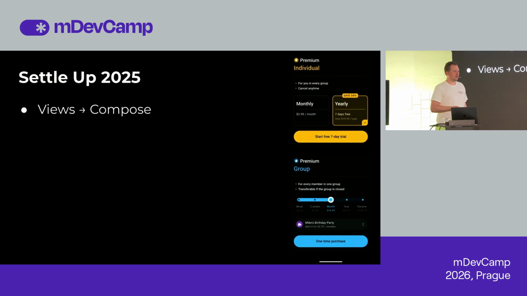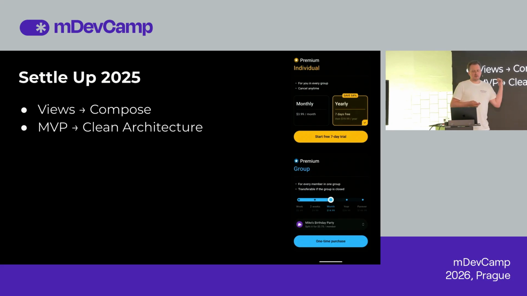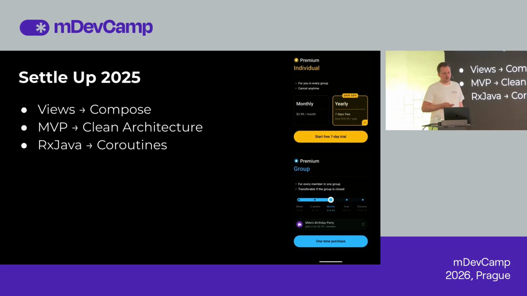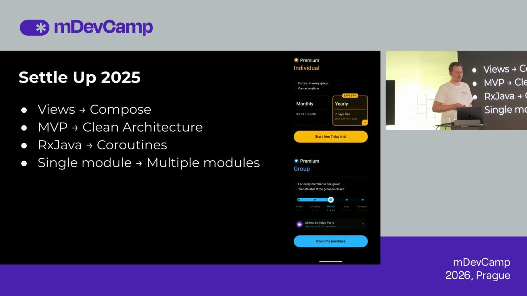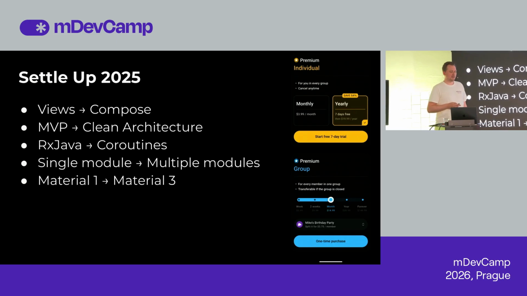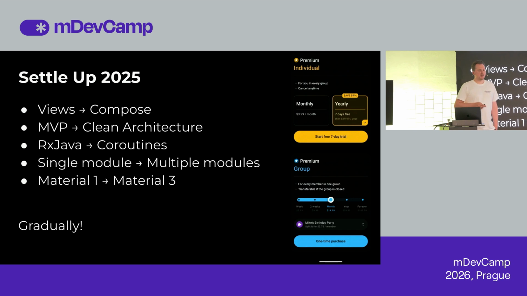So we are refactoring UI in views to Compose. From MVP, we are moving to clean architecture. We are replacing RxJava with coroutines, and we are modularizing into multiple modules. We are also updating the design from Material 1 to Material 3. Also, a lot of things have changed. But this time we are doing it gradually.